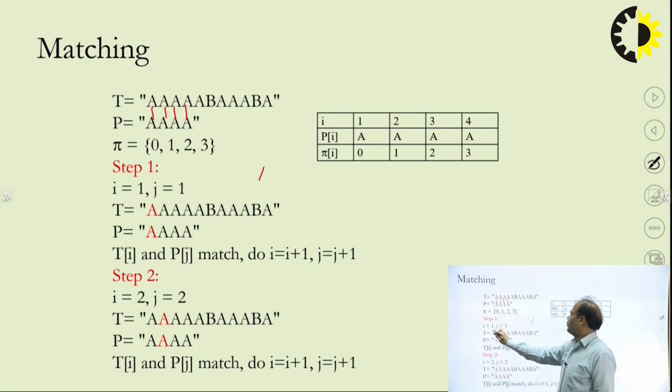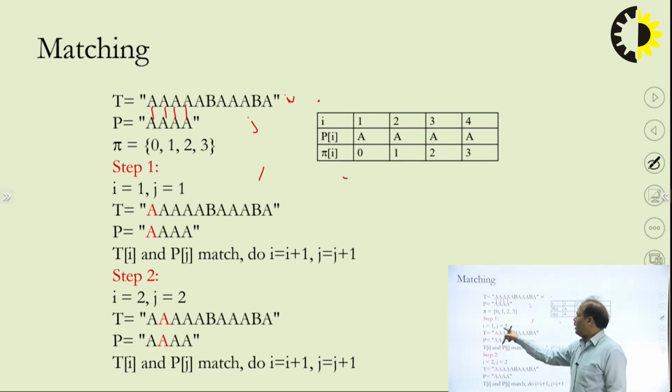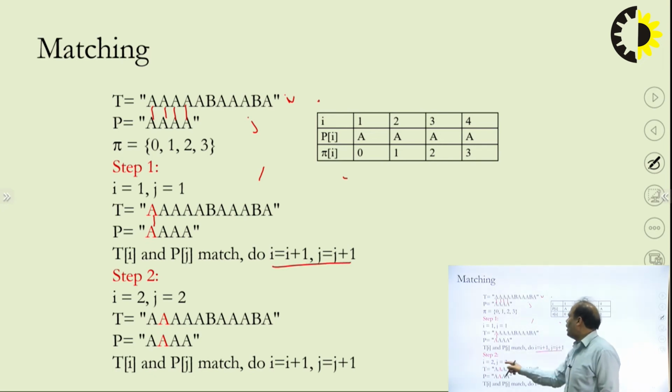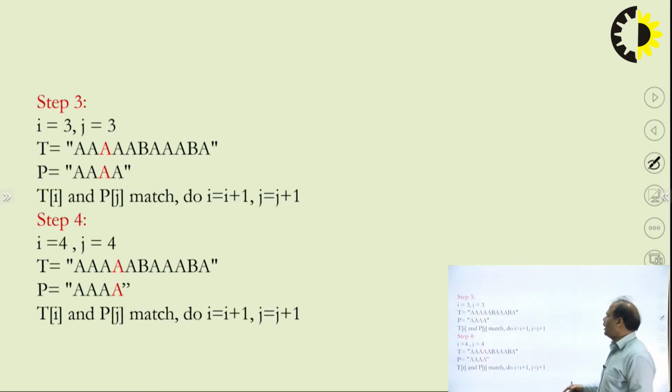So we will start from 1 and 1. I will be responsible for the text and J will be responsible for the pattern. So initially I will be 1 and J will be 1. We started with 1, 1. There is a match. Then we will increase I and increase J. So now I becomes 2 and J becomes 2. That means this is going to be compared. Both of them are okay. So then increase I and J. Now I and J become 3.